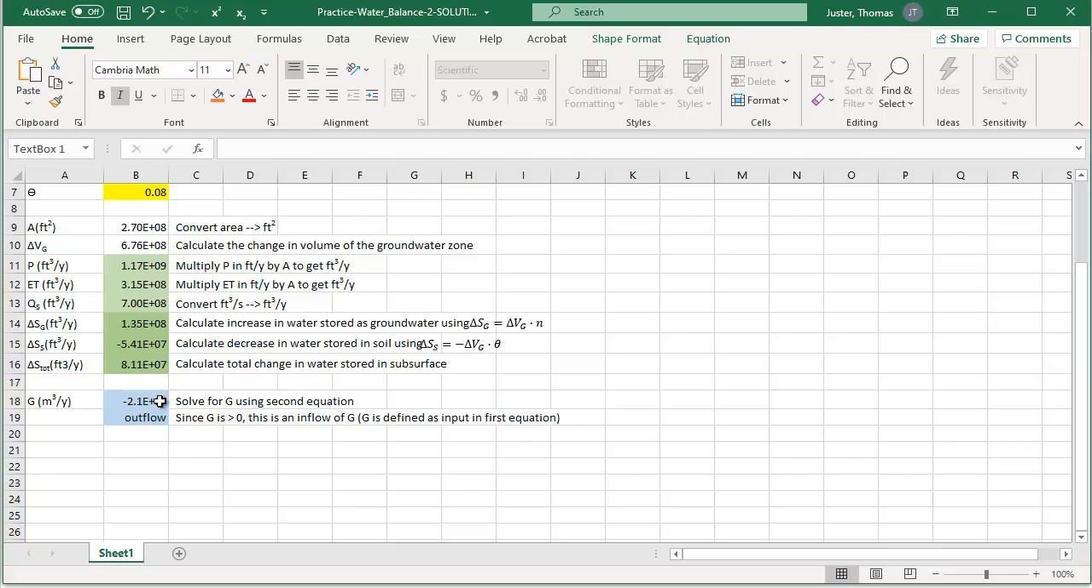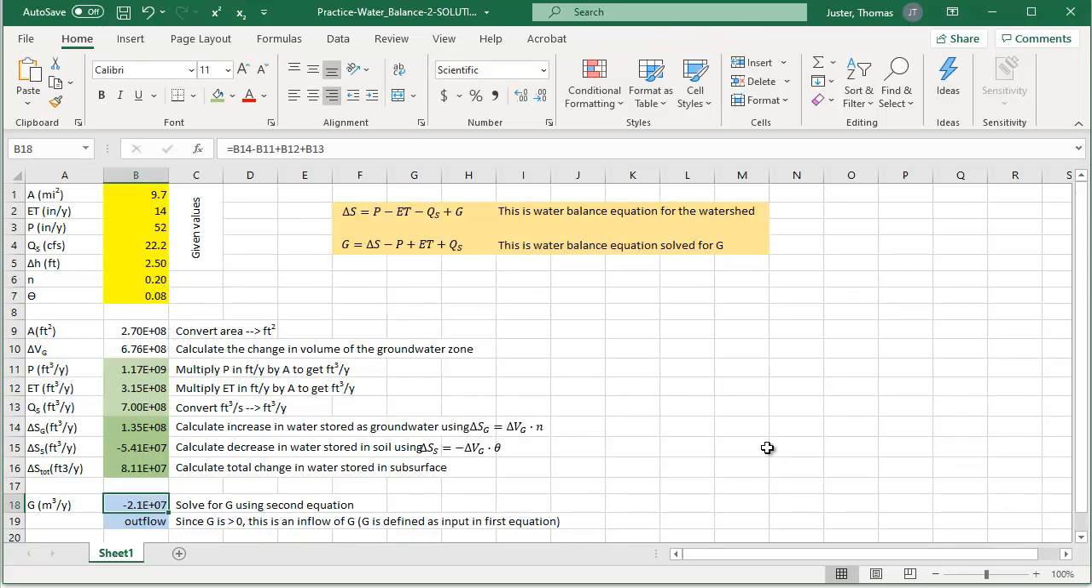And despite that loss of water, the input of water from precipitation is sufficient to actually have caused, in this case, the water table to actually rise by 2.5 feet. That is all part of the numbers that have been used to calculate this outflow of groundwater. So that's how you solve another type of water balance equation in a watershed, this time using the concepts of changes in water stored in the subsurface.